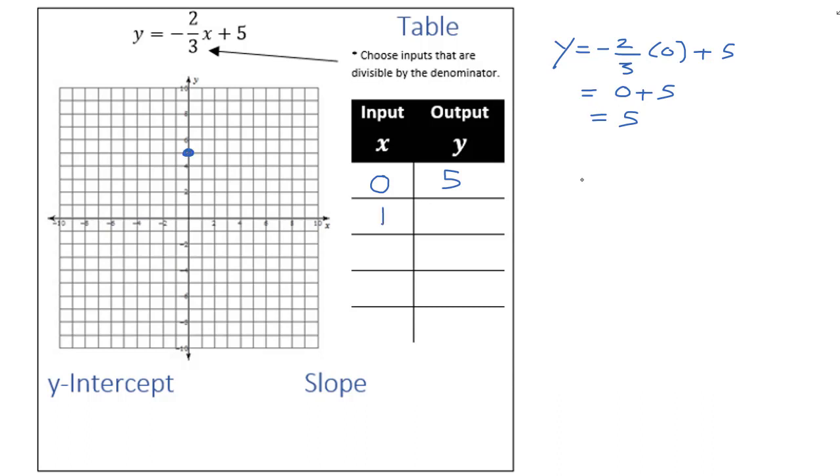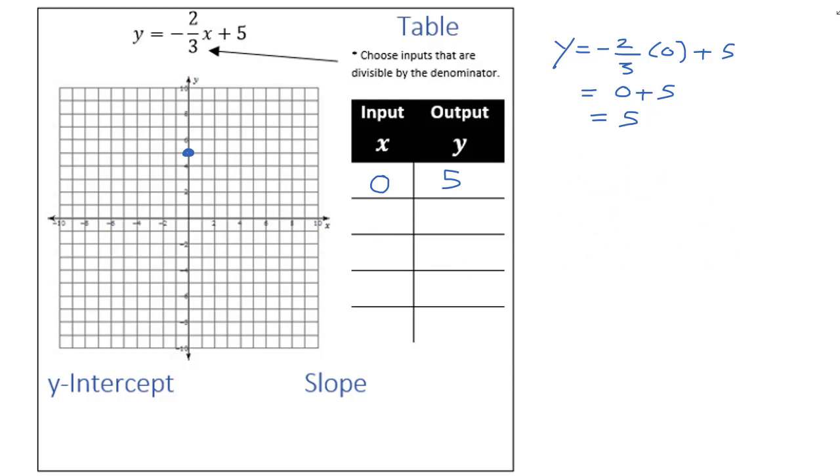Now here's the problem. If I sub in a number like 1, it's not going to be a very nice number, because -2/3 times 1 is going to give me a decimal, -0.66666 plus 5. We're going to get 4.3 repeating, and that's kind of a hard one to graph. So let's not do that. Let me just erase that. We don't want to sub in a number like 1.